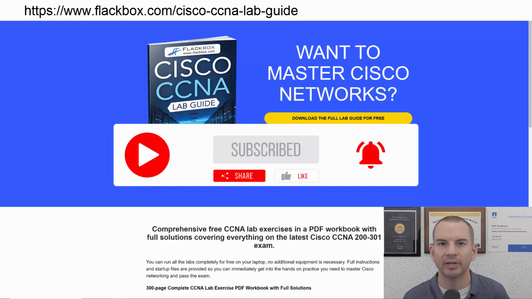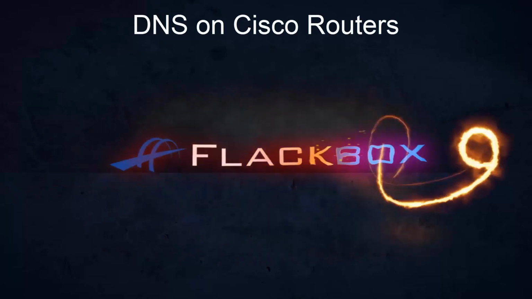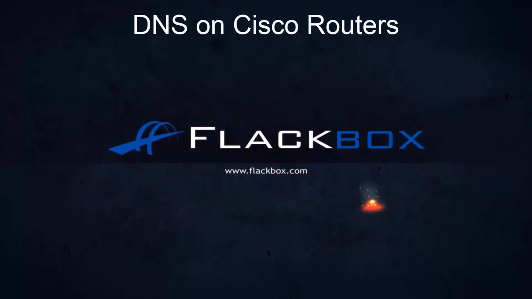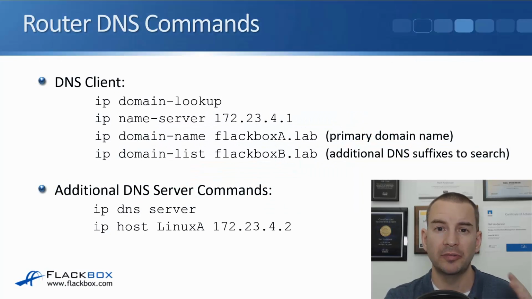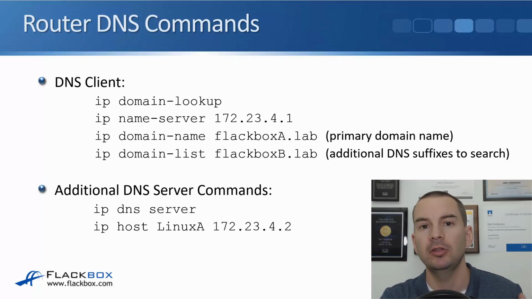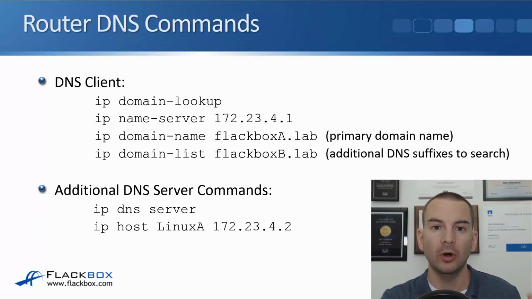Okay, let's get into it. The commands to configure a router to be a DNS client. The reason you would do this is if you want the router itself to be able to resolve FQDNs. So for example, from the router, maybe you want to ping Linux A from there. Then you would need to set it up as a DNS client.